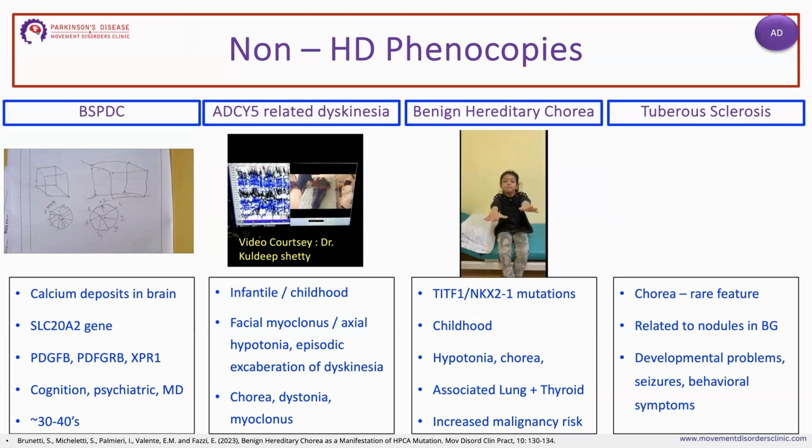Benign hereditary chorea occurs due to mutations in the TITF1 gene or NKX2-1 mutations, commonly seen in childhood, presenting with hypotonia and chorea. Associated lung disorders or thyroid nodule diseases can be seen. They are at increased risk for malignancies, so they need to be screened. Chorea in tuberous sclerosis is a rare feature, but can occur related to nodules in the basal ganglia. Developmental problems, seizures, and behavioral symptoms are associated findings.